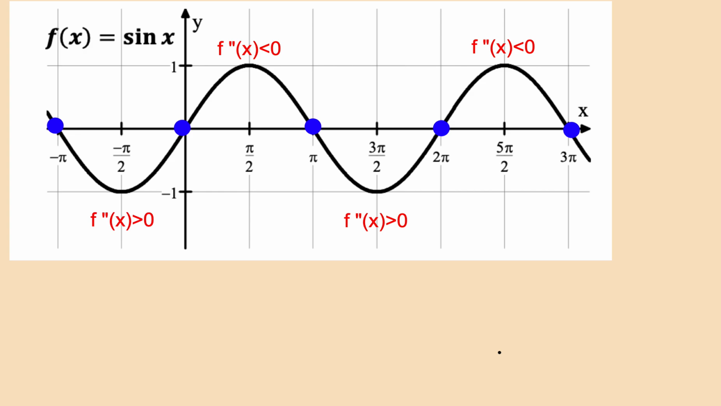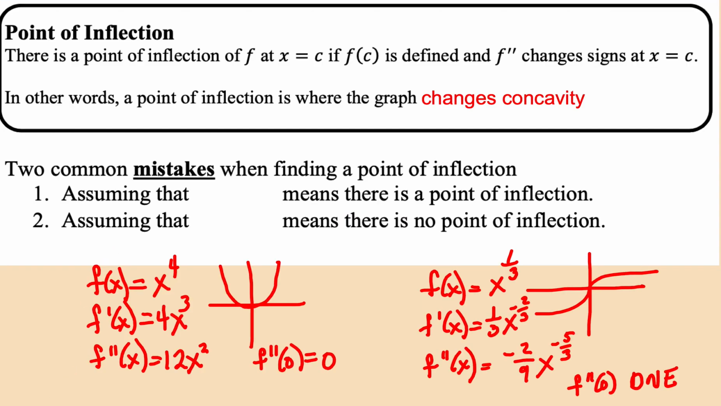The graph of the sine has lots of concavity. You can see it's concave up in this interval, concave down, concave up, concave down. These blue dots have a name. Those blue dots where there is a change in concavity are called points of inflection. A point of inflection has to be a defined y value, and the second derivative changes sign at that point. In other words, a point of inflection is where the graph changes concavity.